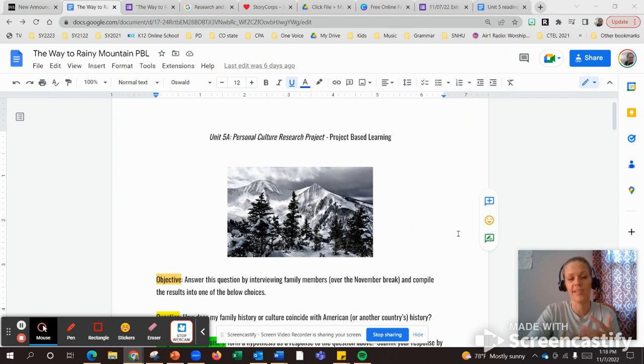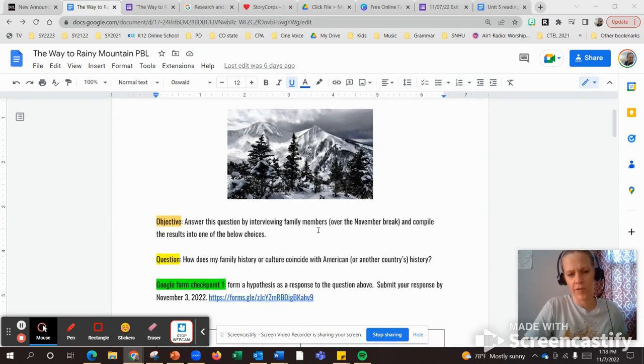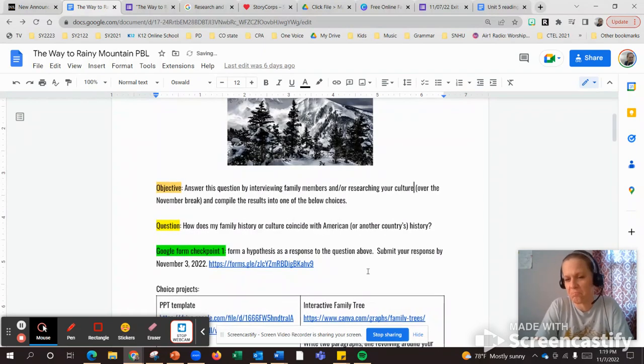So what you are going to do is answer the question below by interviewing family members if possible, and compiling research into one of the choices below. Now, you don't have to interview family members. This could be interviewing family members and/or researching your culture. It doesn't have to involve family members. I know a lot of students perhaps don't have family members to research, and that's okay.